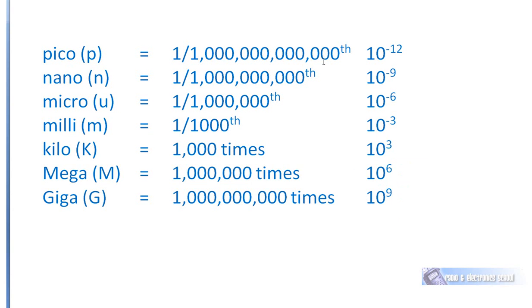So pico equals 10 to the power minus 12, nano 10 to the power minus 9, pico is the smallest, micro 10 to the minus 6, milli 10 to the minus 3, kilo 10 to the power 3, mega 10 to the power 6, and giga 10 to the power 9.